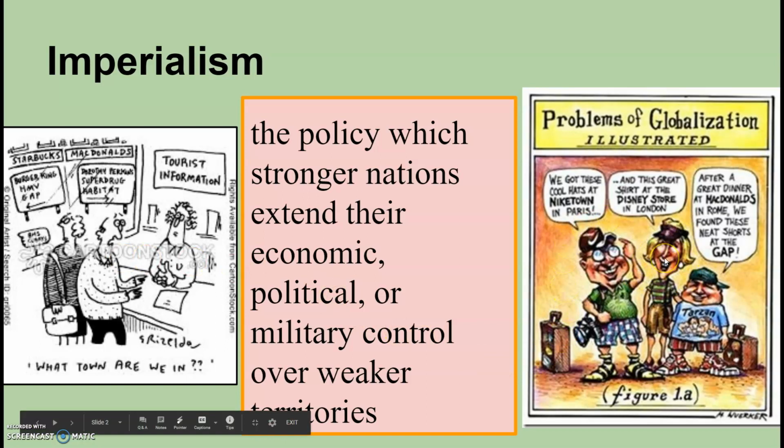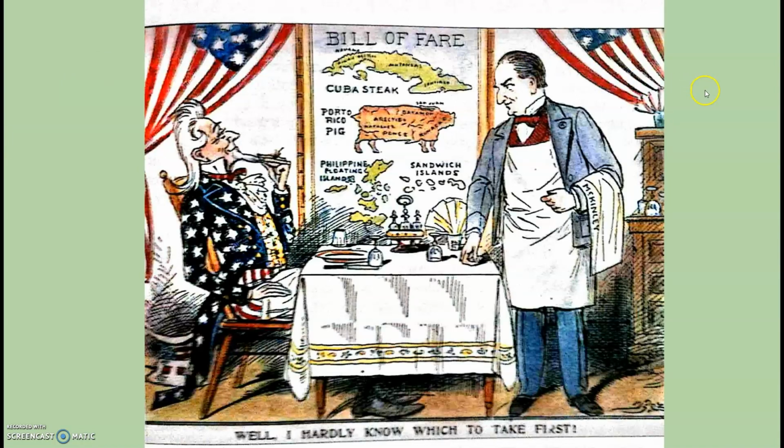And over here, it's very similar to that. It says we got these cool hats at Nike Town in Paris and this great shirt at the Disney store in London. After a great dinner at McDonald's in Rome, we found these neat shorts at the Gap. So basically the idea is that all these stores are worldwide, and countries rely on each other.